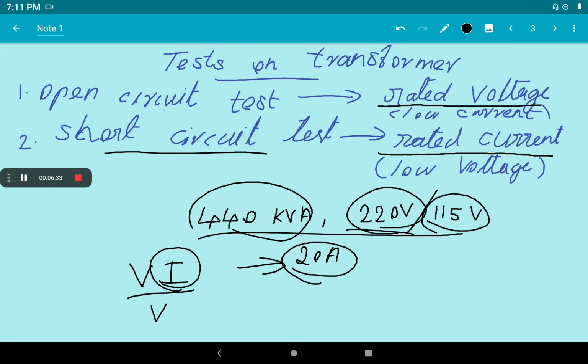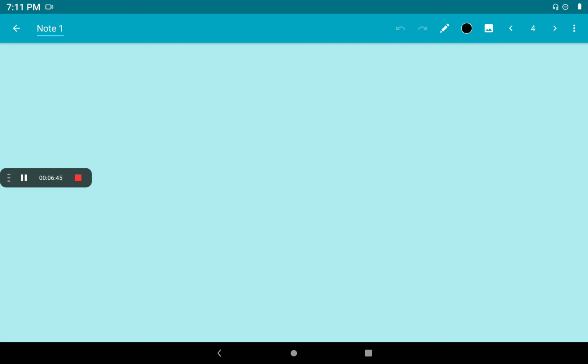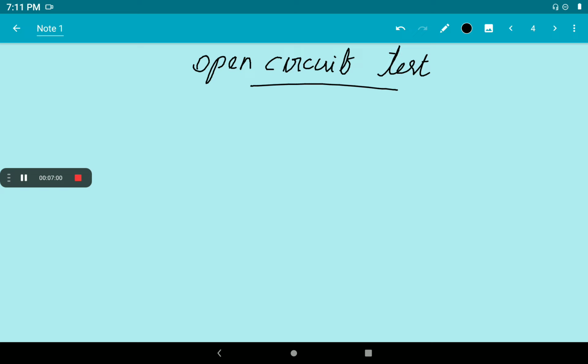So these are the open circuit test and short circuit test details. Rated voltage is applied in the open circuit test, and at short circuit test time we apply rated current. When we do this, we can find out the parameters. First we are going to study the open circuit test.